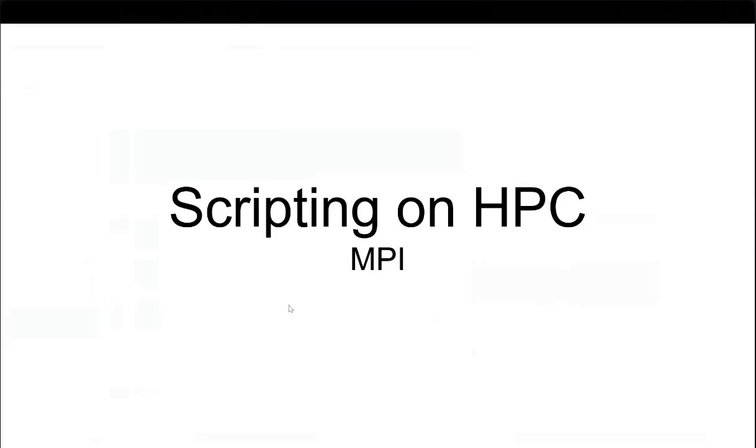Today we'll be talking about scripting on HPC for MPI programs. In the previous videos we talked about simple C++ job scripts and OpenMP job scripts, and now we are talking about the MPI job script. They are slightly different from the OpenMP and C++ job scripts, in the fact that MPI requires a special statement during the execution.